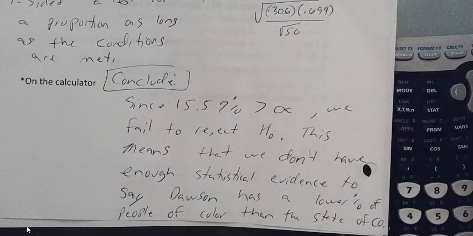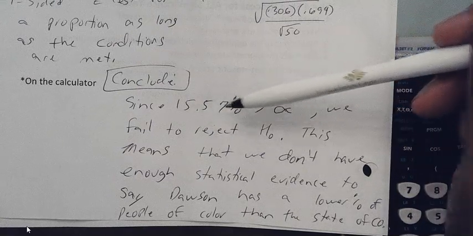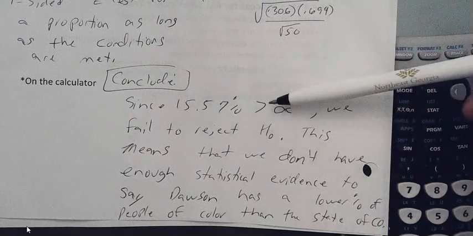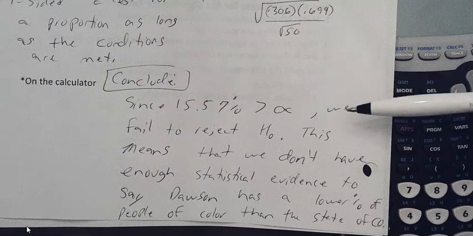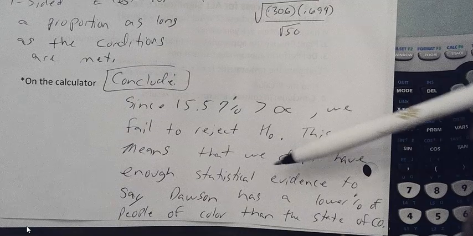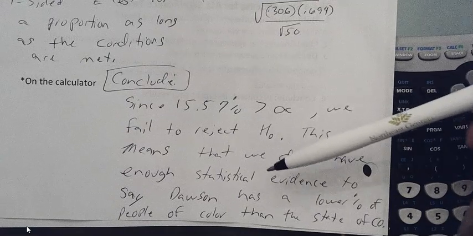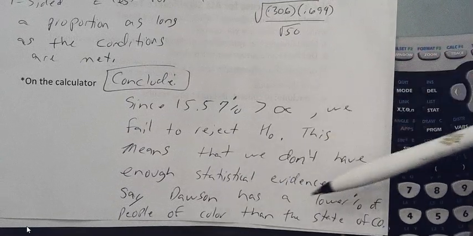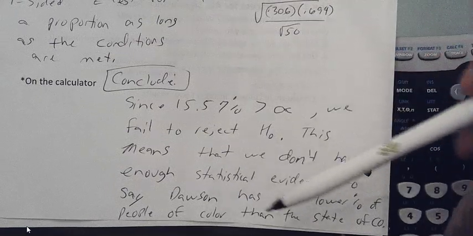All right, so here's our conclusion. Since 15.6% is greater than our significance level, we fail to reject the null. This means that we don't have enough statistical evidence to say that Dawson has a lower percent of people of color than the state of Colorado.